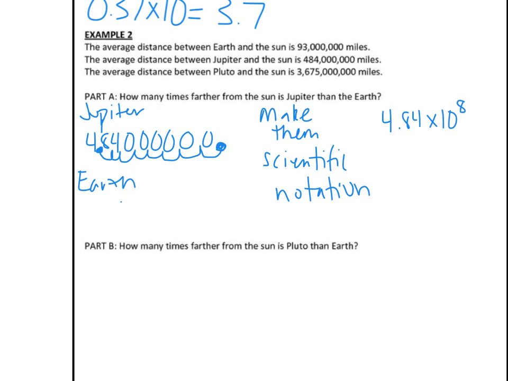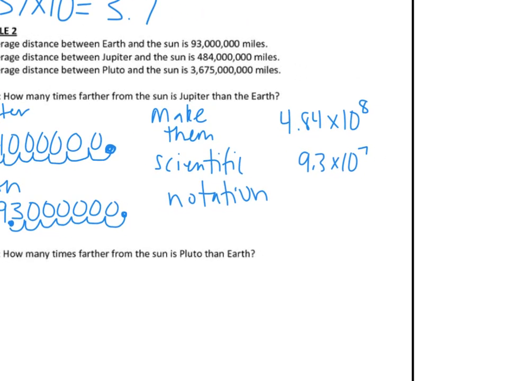Now I need to change Earth to scientific notation. It was 93 and then 6 zeros. So again, my decimal point is starting at the back. It needs to move between 9 and 3. So I'm going to count 1, 2, 3, 4, 5, 6, 7. So Earth is 9.3 times 10 to the 7.